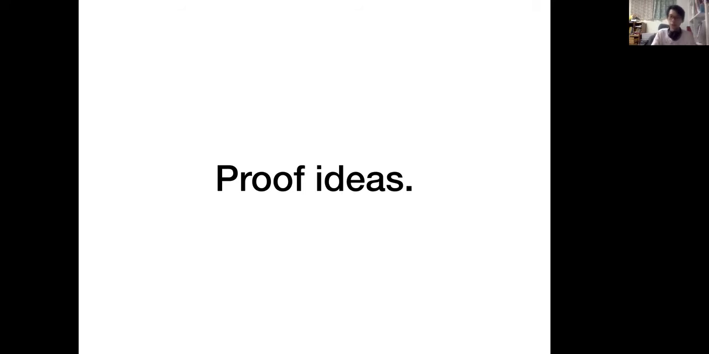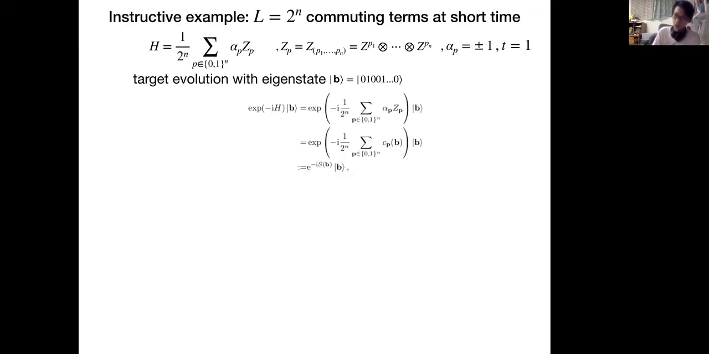Let me briefly mention the proof ideas. I'm going to start with an instructive example. Here is a Hamiltonian with exponentially many commuting terms. We're going to evolve it for a very short time. This is actually quite solvable if you just evolve an eigenstate, and all it does is attach a phase. So this might sound fairly simple.